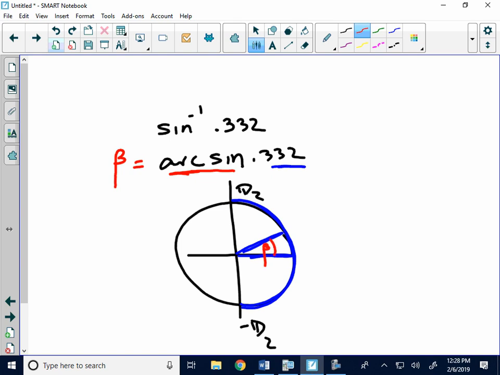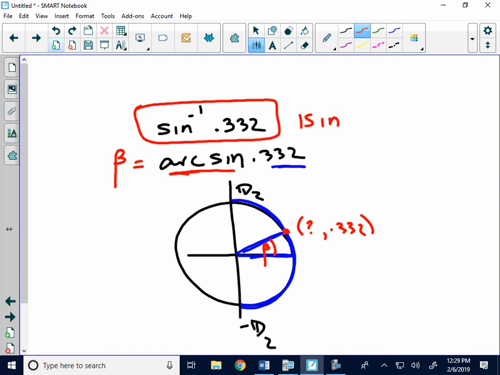And I don't know the ordered pair. I do know the y-coordinate is 0.332, don't know the x-coordinate. I suppose I can find it using sine squared plus cosine squared is 1, but I don't want to do that. But I do know if I see this arc, whatever I call it, beta or theta or something else, it is in quadrant 1.